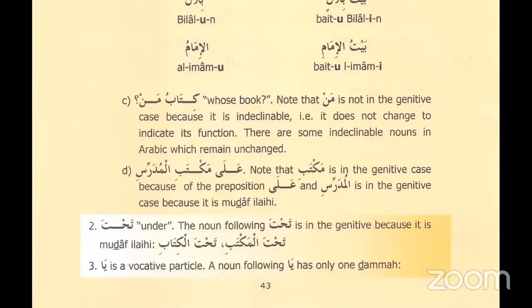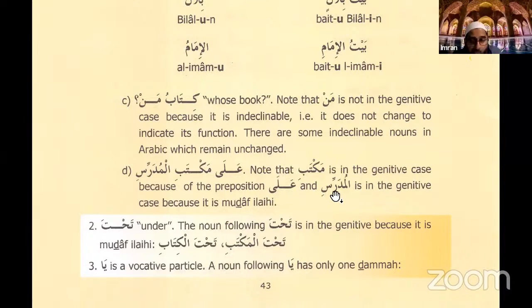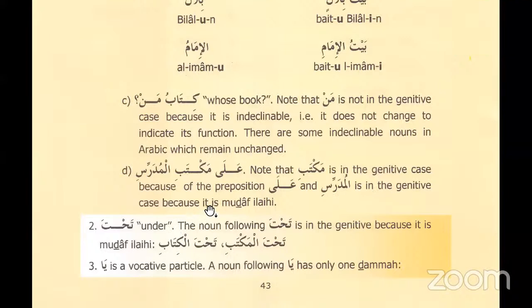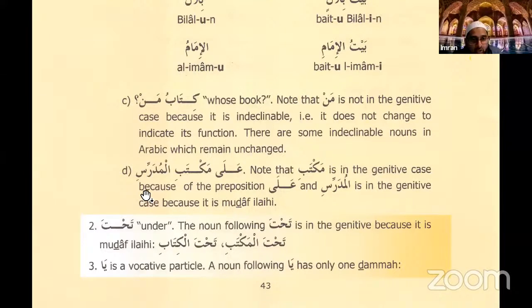Ala maktabil mudarrisi. Note that maktab is in the genitive case because of the preposition ala, and mudarris is in the genitive case because it is mudaf ilayh. Correct. So it's trying to say al-mudarrisi is getting a kasra because the desk belongs to the teacher, it is mudaf ilayh. Maktab gets the kasra because of ala. Correct. Number 2.